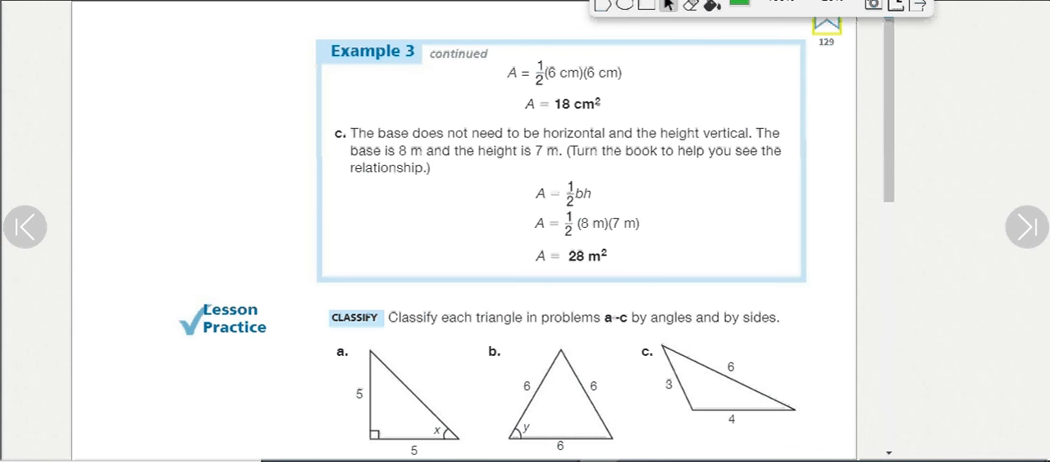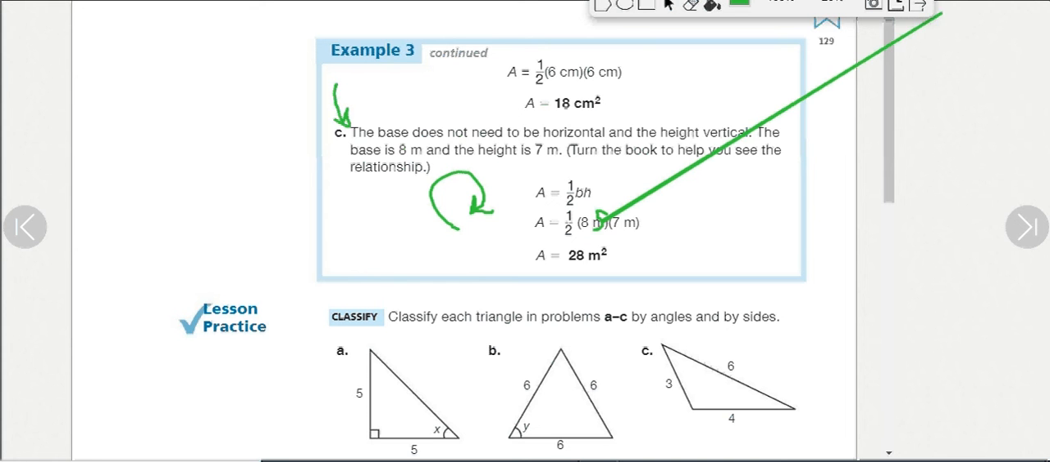You can also think of it as 1/2 the base times the height. That's the same as saying base times height divided by 2. Here's our letter C. The base does not need to be horizontal and the height vertical. The base is 8, height is 7. Turn the book if you needed to see that better than me just going like that. Right, you could turn your book. So they did 1/2 8 times 7, or 1/2 56, and that comes to 28.